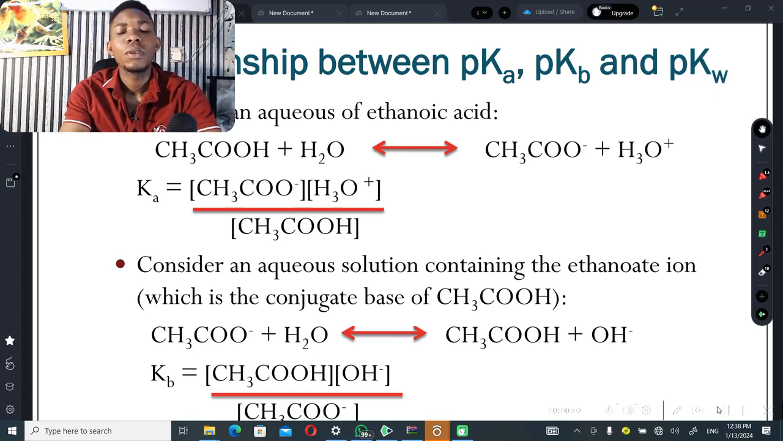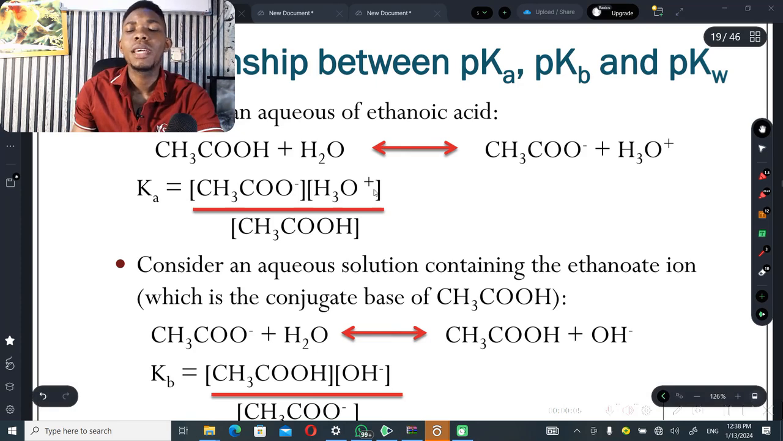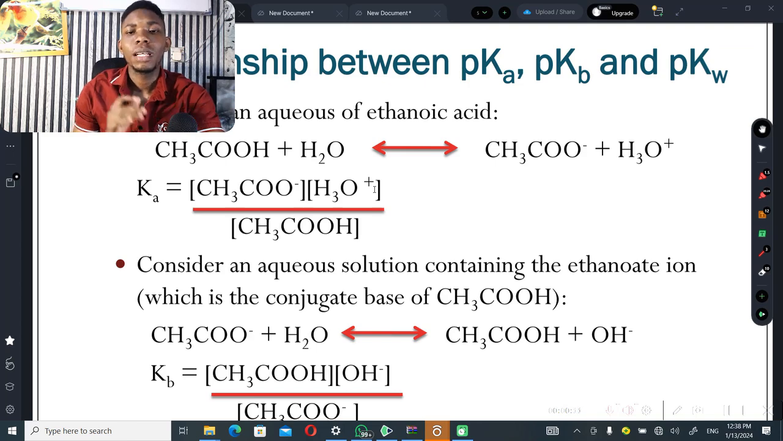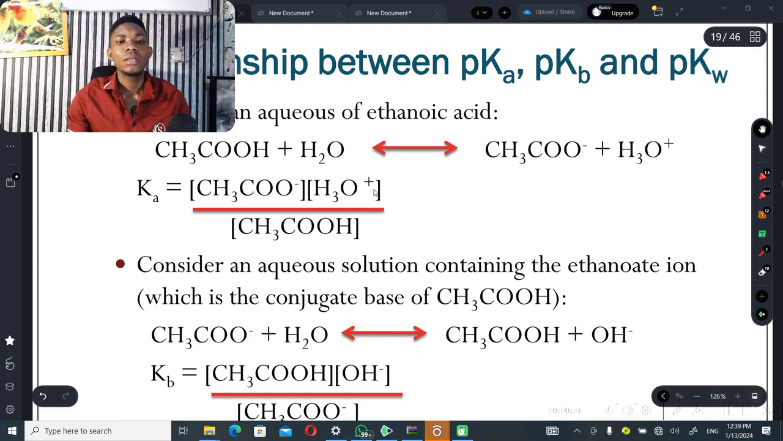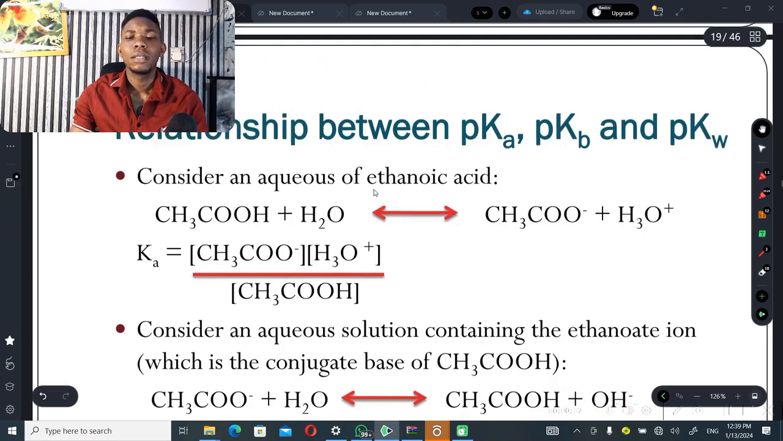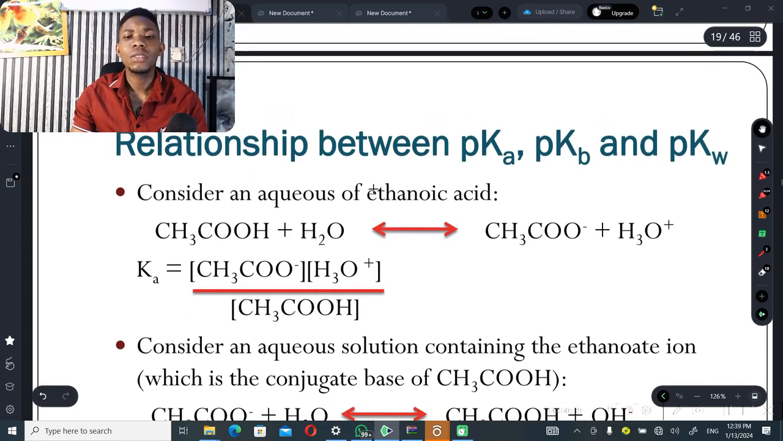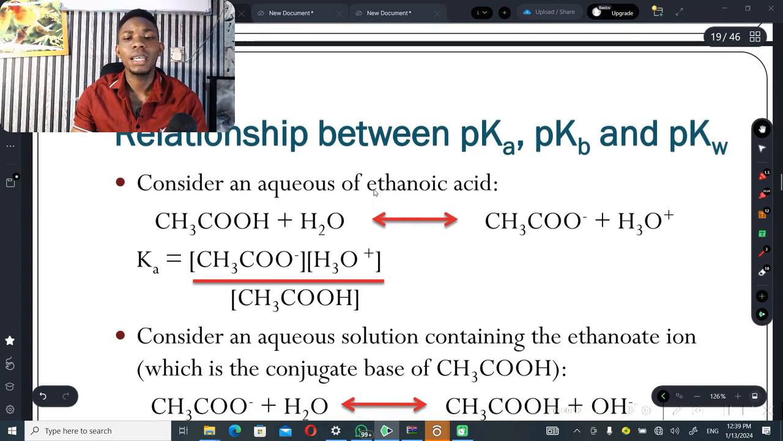Now, in this lecture, we are going to consider the relationship between pKa, pKb, and pKw. Now, they are going to give you a question like this in the exam. The question will say, using acetic acid, show the relationship between pKa, pKb, and pKw. Now, how do you solve this kind of question? Of course, you can see on your screen here, it says consider an aqueous solution of ethanoic acid.